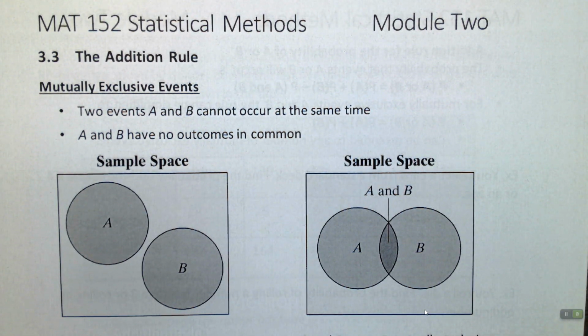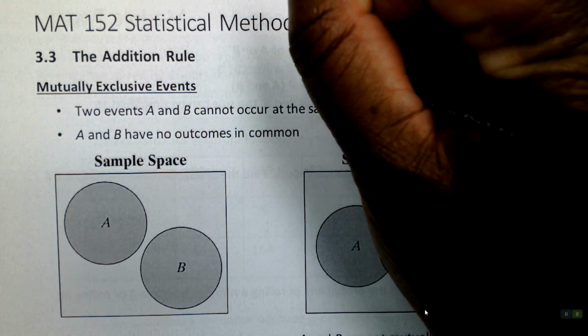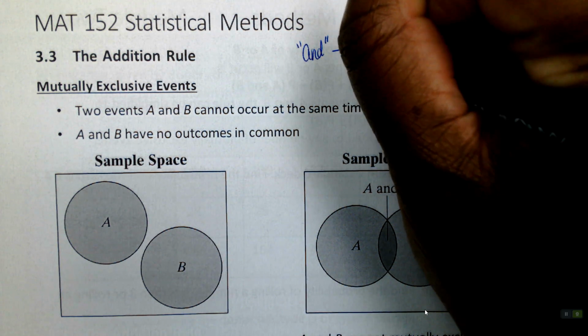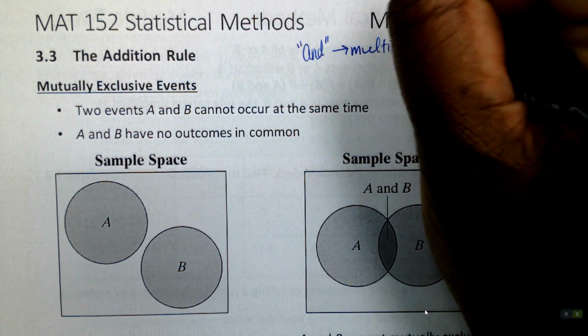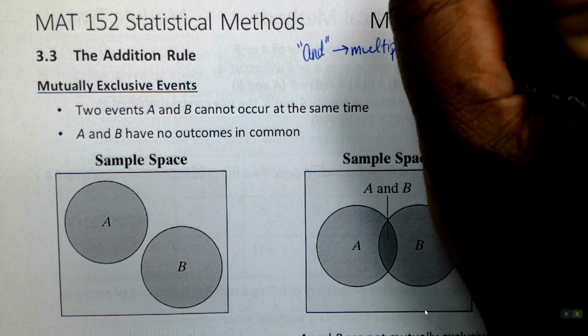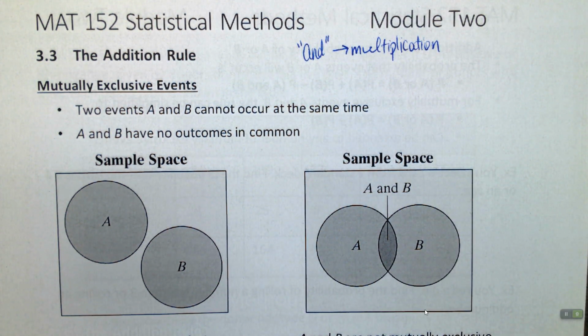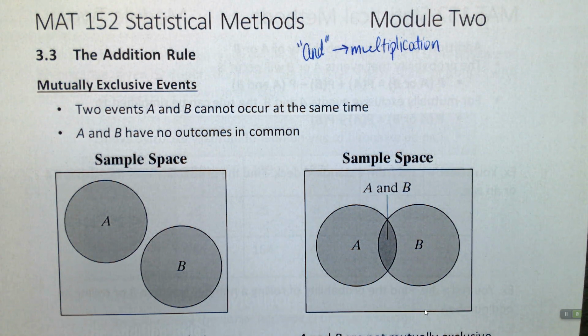3.3, the addition rule, mutually exclusive events. So in 3.2, we covered the multiplication rule, and that was dealing with the word and. So and is the multiplication rule. Now we're going to see the word or. And I'll explain the difference between the two once we get into this lesson.